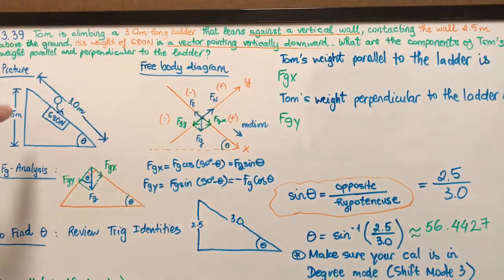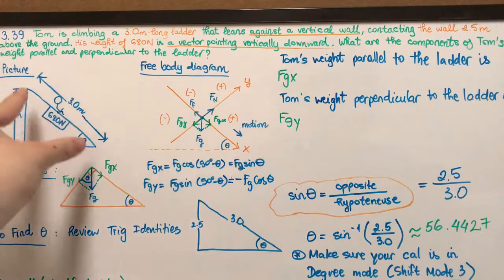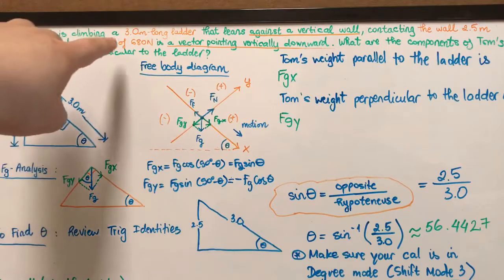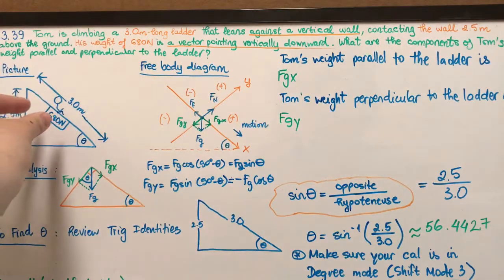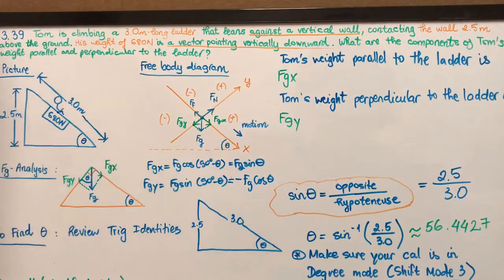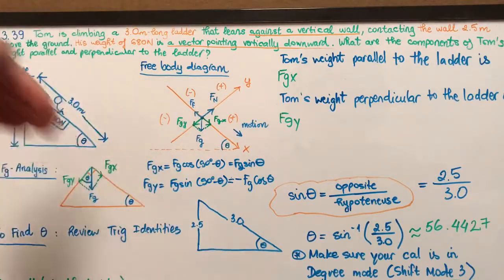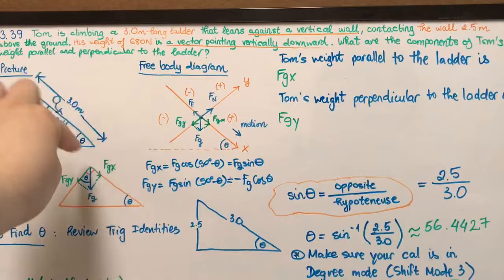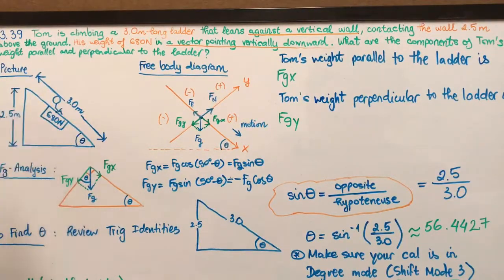So I draw a picture of the problem right here. The height of the wall is 2.5 meters and the length of the ladder is 3 meters. The weight of Tom is 680 Newton, pointing vertically downward. And I mark the angle theta here, and I'm going to find theta later.